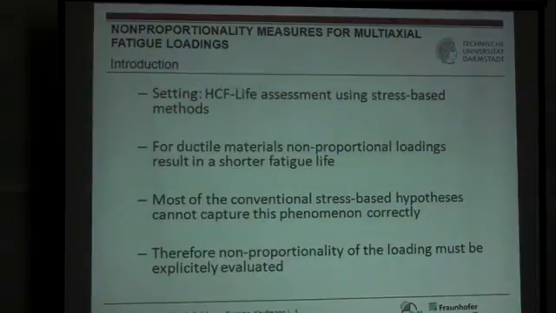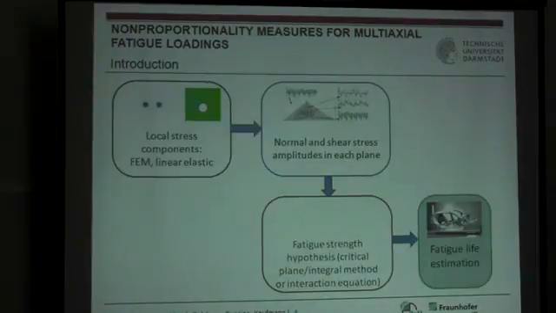Okay, so the setting is we want to do some evaluation of fatigue life using simple stress-based methods, so it's high cycle fatigue. And for some materials, non-proportional loading results in a shorter fatigue life. Most of the conventional stress-based hypotheses do not take this behavior into account, and so we need some explicit evaluation of non-proportionality.